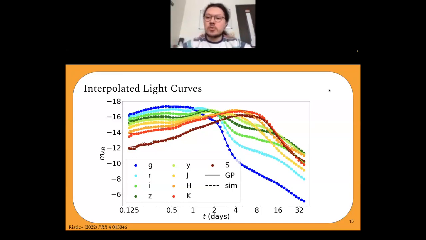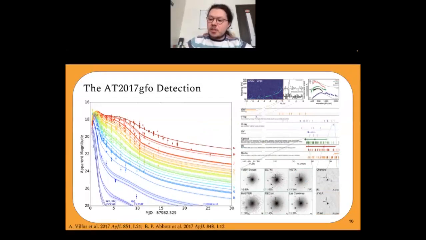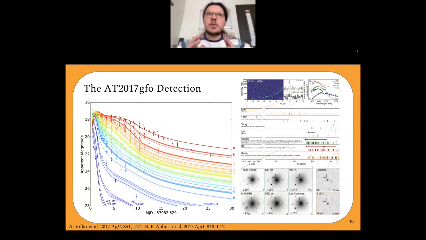So what can we do next? Our next step is to compare our models to real data. This is what I mentioned before, AT2017gfo. If you haven't heard about it, this is an extremely famous event because it was the first event to be measured with both electromagnetic emission on the left and gravitational wave emission on the right at the top.